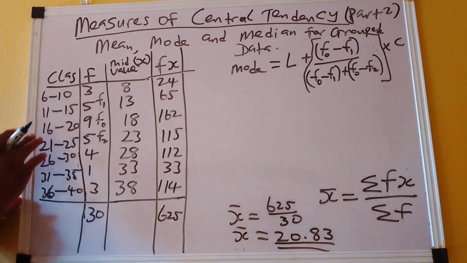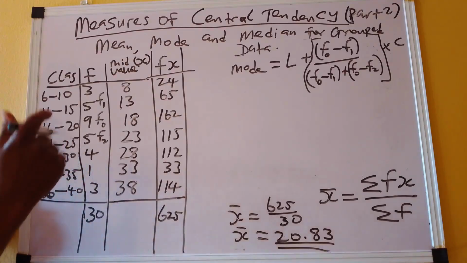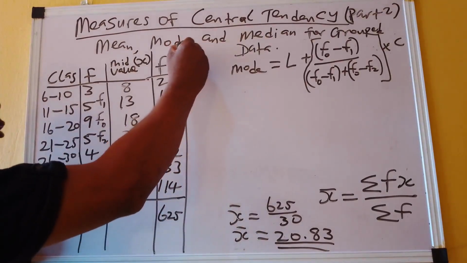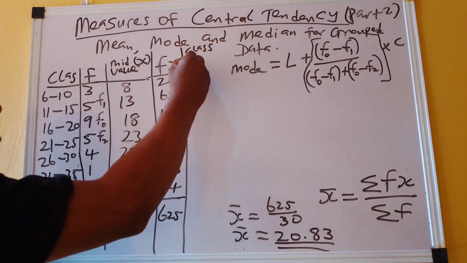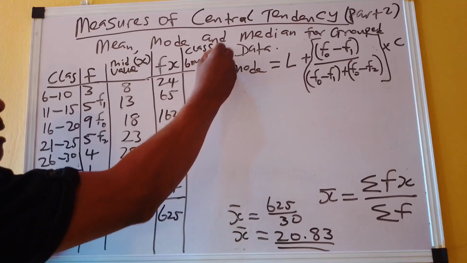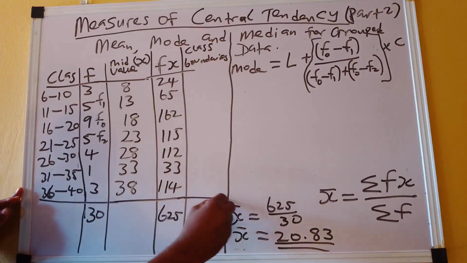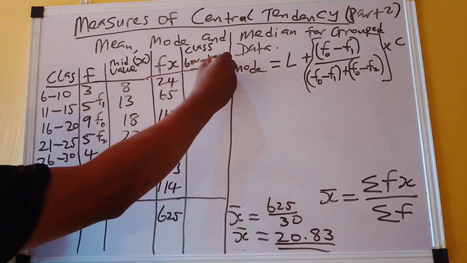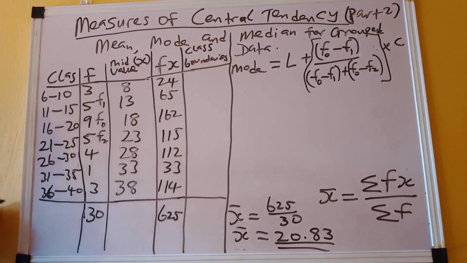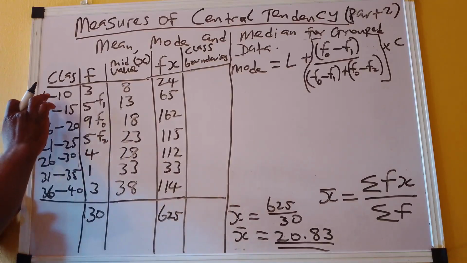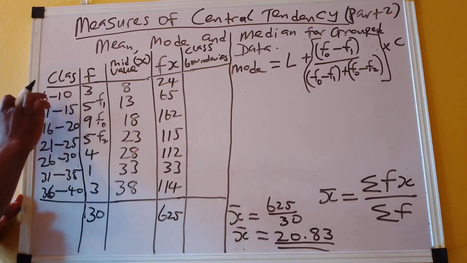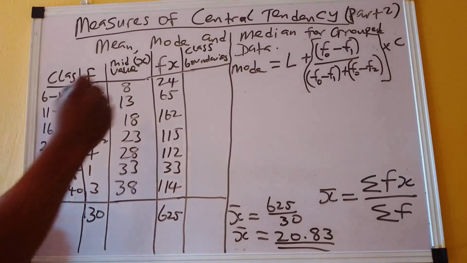Then, from the modal class, we have the lower. So before we go into that, it's good we have what we call the class boundaries. We can get the class boundaries from here like this. Now, how do I create class boundaries? When we were creating the frequency distribution table, I told you how to create a class boundary. For the first class, you subtract 0.5 from the lower class and add 0.5 to the upper class.